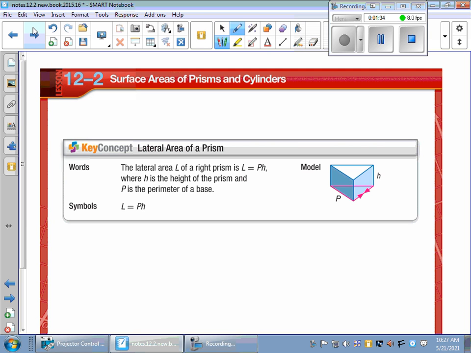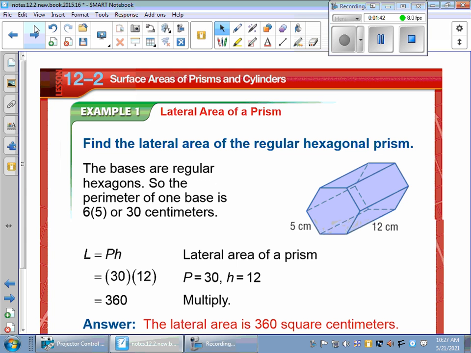For the perimeter, you're going to count the distance around here, and you're going to multiply that by the height, which is a perpendicular connector. That's for the lateral: perimeter times the height. So let's try one here.